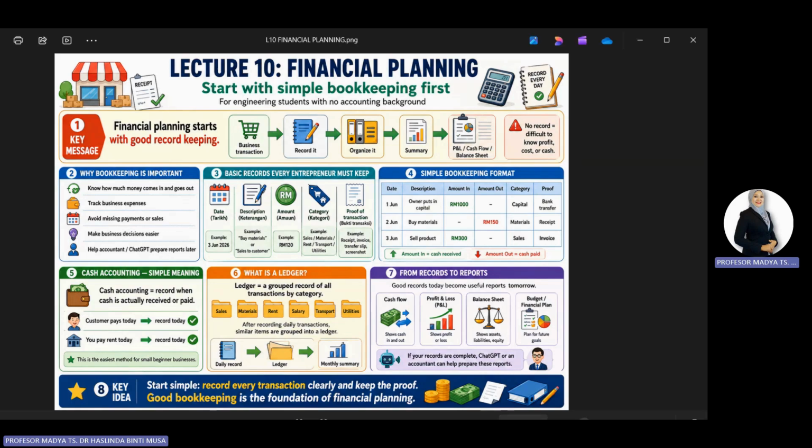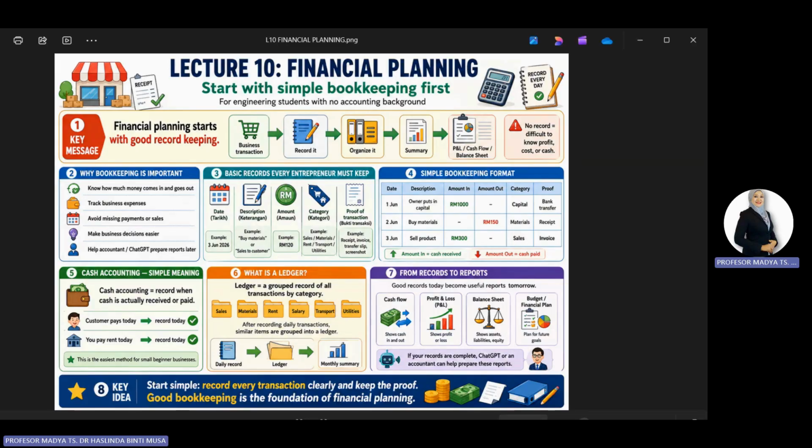Today we are covering week 10, lecture 10 on financial planning. Okay, but I do not want to start with complicated accounting terms. Many of you are engineering students and maybe you have no basic background in business or accounting. We can perfectly understand. So today I just want you to understand one very simple idea, which is how financial planning starts with good record keeping.